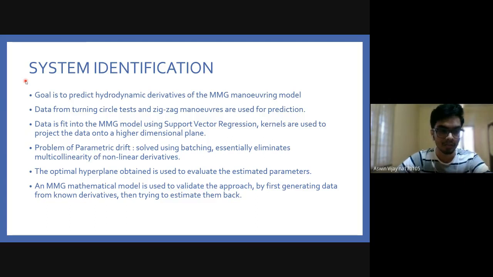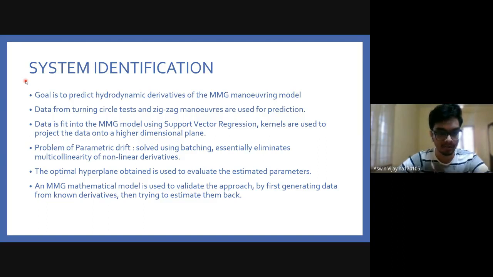So one of the problems with system identification is the problem of parametric drift. Now, parametric drift occurs when linear derivatives cancel out when performing the support vector regression, and nonlinear derivatives are multicollinear in nature. That means the nonlinear derivatives would be related to each other, and when doing support vector regression, it actually fails to separate these two.